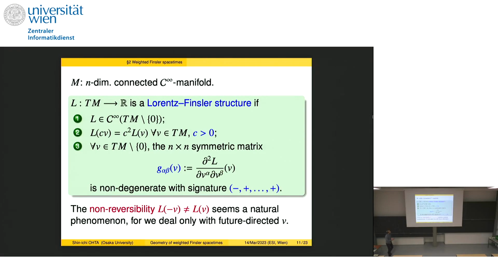Okay, so in this case, again, we assume only the positive homogeneity. And actually, this homogeneity turns out more natural, even more natural in the Lorentz-Finsler case, since we will deal only with future directions. So we don't care about past directions. Then reversibility does not play any role. So non-reversibility seems natural in this setting.